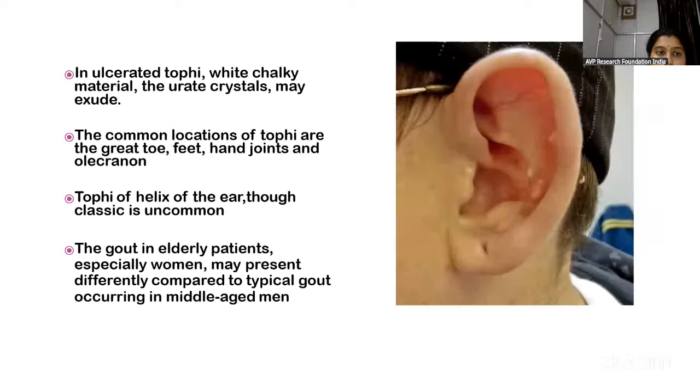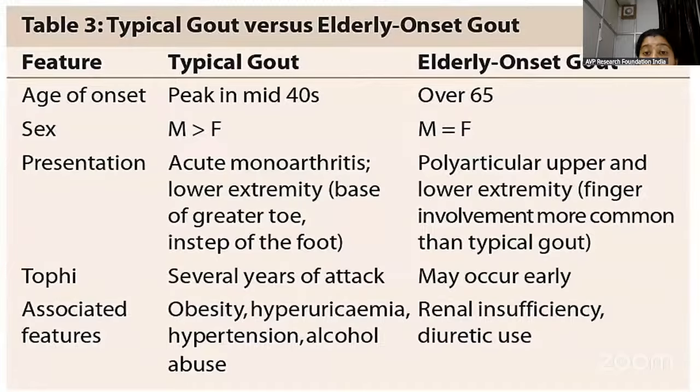Now, typical gout versus elderly onset gout. In typical gout, it peaks in the mid 40s. In the elderly, it is over 65. Male is greater than female in typical gout, and in the elderly, male equals female. In typical gout, as I told you, it is acute monoarthritis, that is, one of the joints is involved. In elderly onset, it is mostly polyarticular, that is, more than one joint is involved.